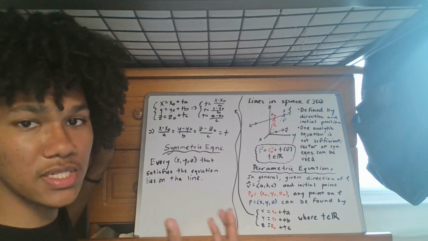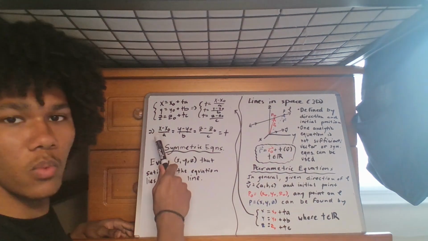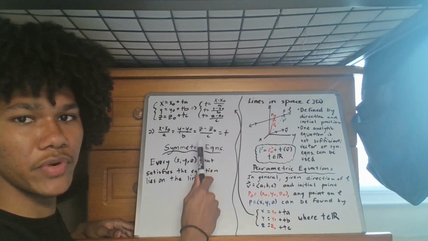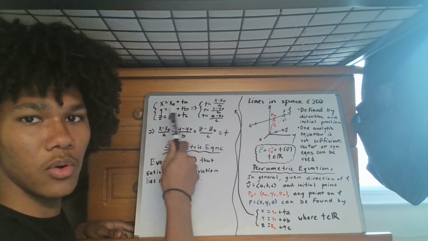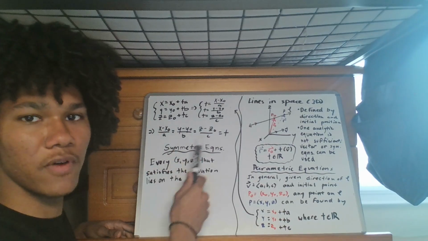Now, because they're all equal to t, they're all equal to each other. What that gives are these 3 expressions that are all equal to each other, which are equal to t. And this is our symmetric form of our line.